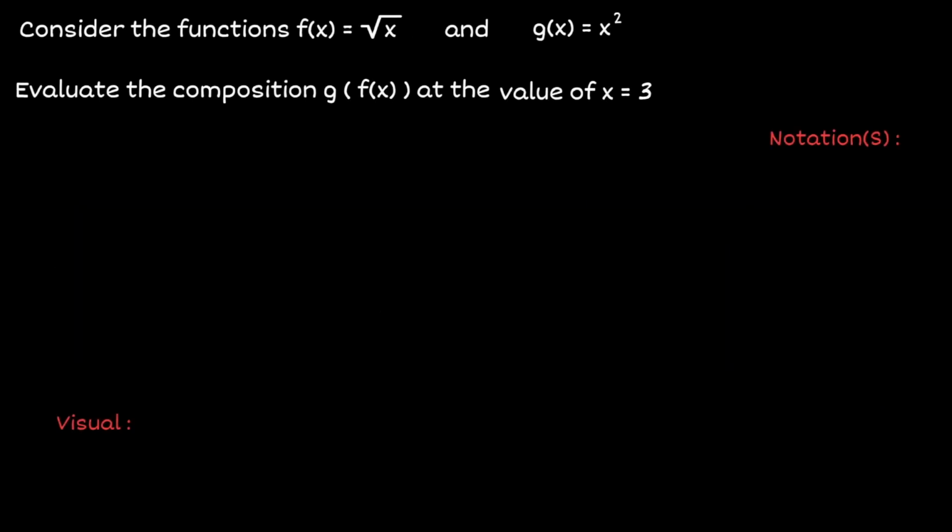Here we have two functions, f of x equivalent to the square root of x, and g of x equivalent to x squared. And what we want to do is consider the composition of f of x inside g of x, and we want to evaluate it at x equals 3. The notation that we could use is g parenthesis f of 3. So let's write down our steps. The first thing that we want to do, let's go to the function f and substitute it with x equals 3.